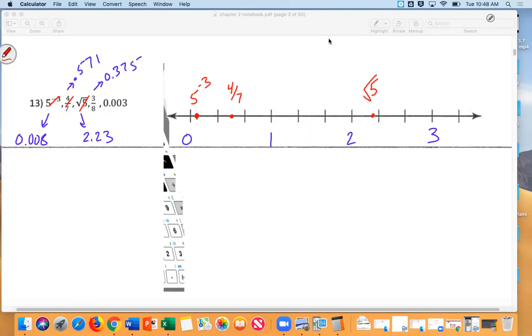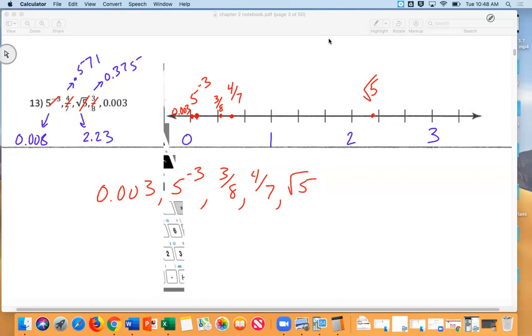3/8, well, that is 0.375. So it's going to be right about here. It's going to be 3/8. And then 0.003, well, if 0.008 was right there, 0.003 is going to be right there. So now let's write it: 0.003, 5 to the negative third, 3/8, 4/7, and then the square root of 5.